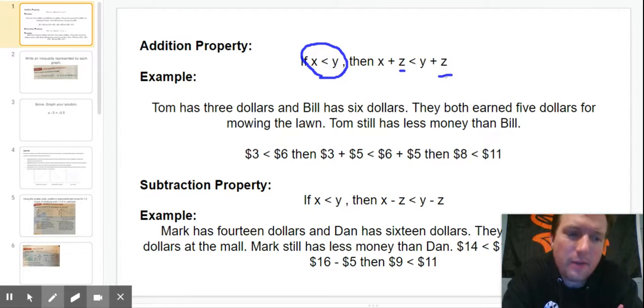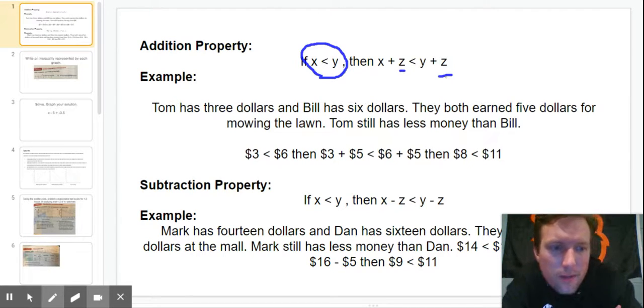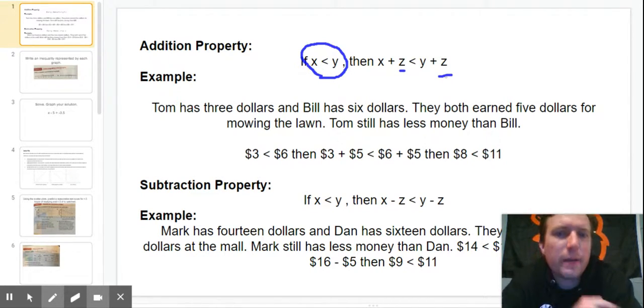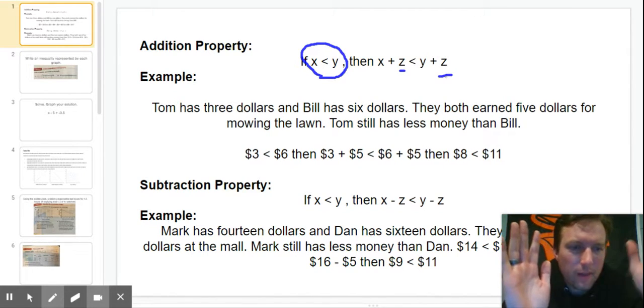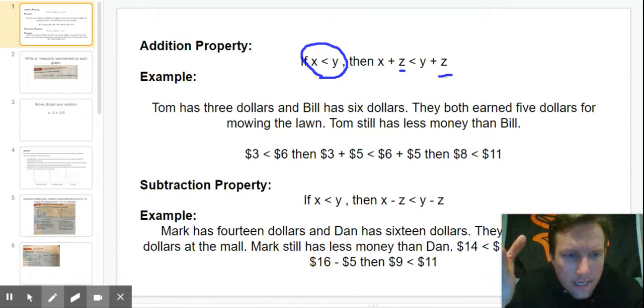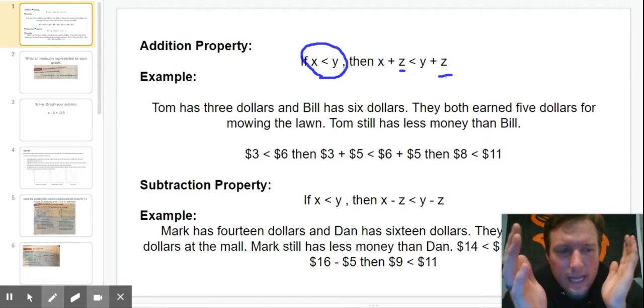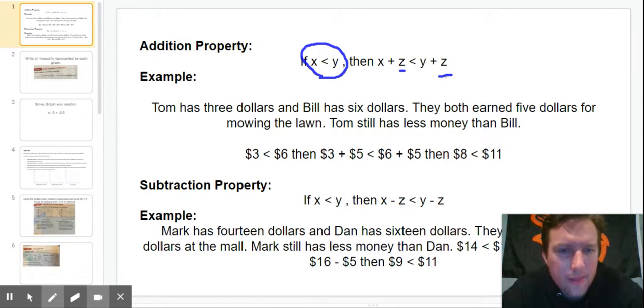Now, this has real life implications as well. I think it's important that we stop and talk about, well, why would I need to know this in my everyday life? Well, here's an example. Tom has $3 and Bill has $6. They both earned $5 for mowing the lawn. Tom still has less money than Bill, right? Because they started off where Tom has 3 and Bill has 6. You're adding 5 to each, so you still have 8 is less than 11. You're adding the same value to each side of your inequality. Therefore, the inequality is still tipped in one direction.